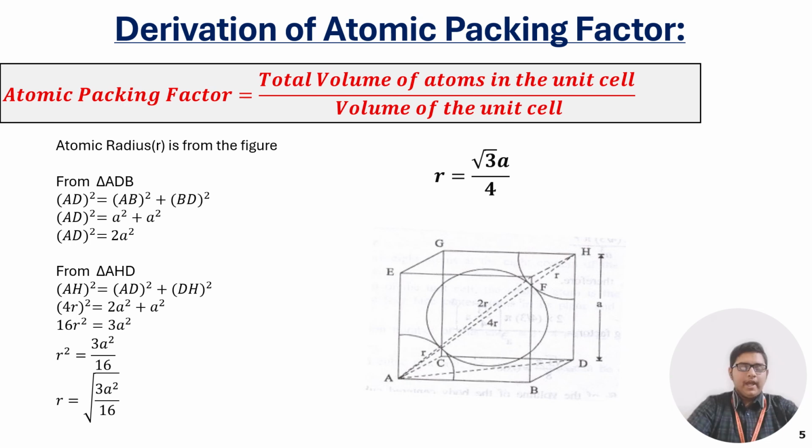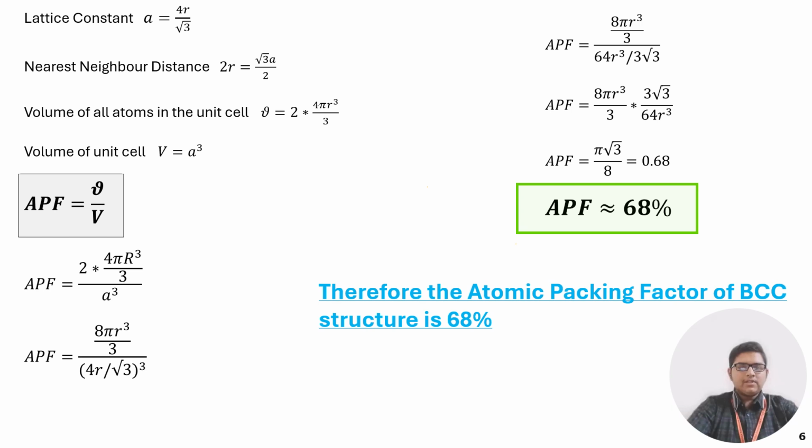Next, from triangle AHD, again by applying the Pythagoras theorem, AH² = AD² + DH². So (4r)² = 2a² + a². (4r)² is 16r², and 2a² + a² equals 3a². From this, r² = 3a²/16, so r = √(3a²/16). So the atomic radius r is √3 a/4. Next, the lattice constant a, which can be derived from the atomic radius, is a = 4r/√3. Nearest neighbor distance 2r = √3 a/2.